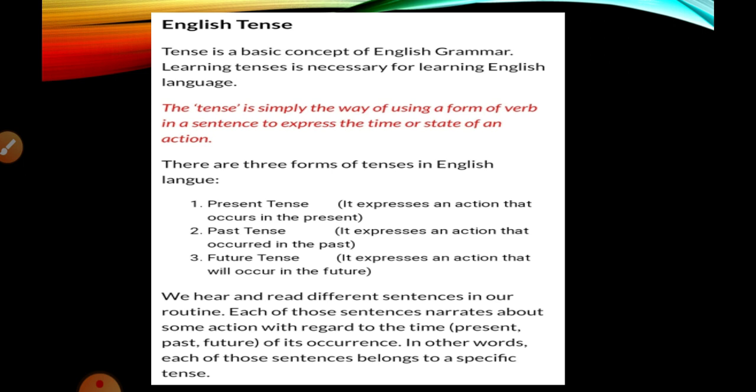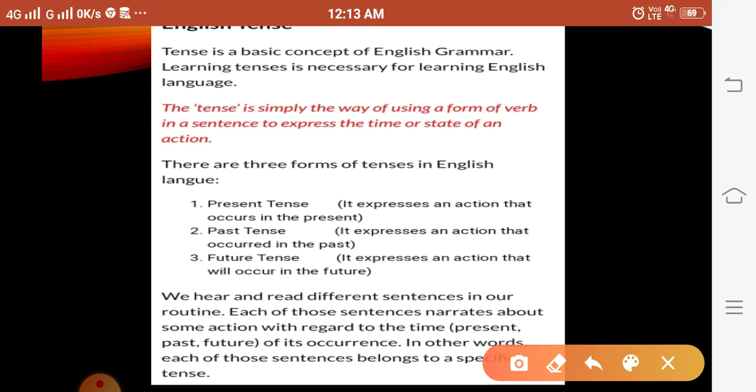The tense is simply the way of using a form of verb in a sentence to express the time or state of an action. There are three forms of tenses in English language. First, present tense, that expresses an action that occurs in the present. Second, past tense, it expresses an action that occurred in the past. Third, future tense, it expresses an action that will occur in the future.